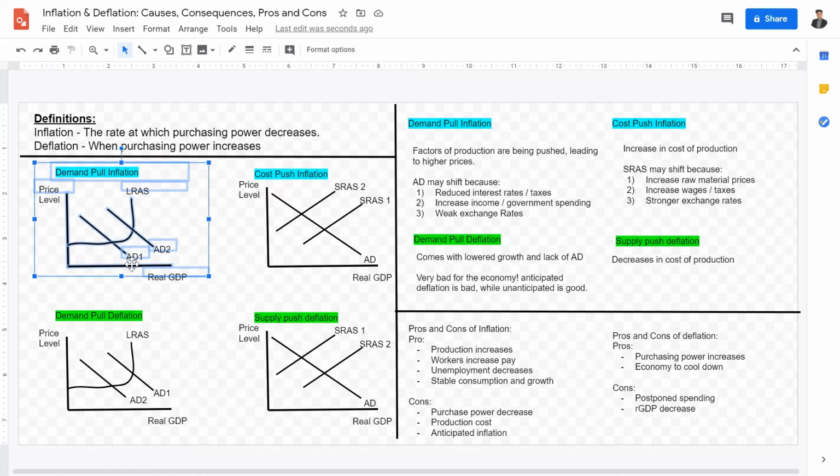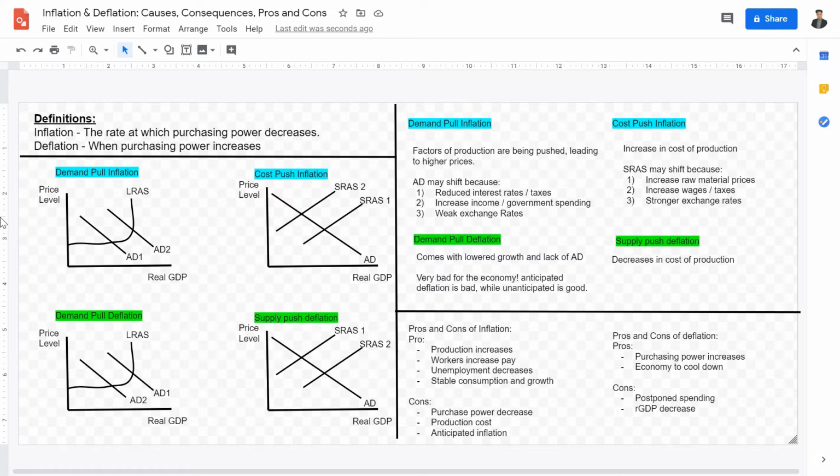Now, remember, aggregate demand could be pushed to the right. When aggregate demand is pushed from AD1 to AD2, factors of production such as land, capital, and machinery are being utilized to higher levels. Therefore, they're being pushed more. When they are being pushed more, it will cause inflation to occur. Now, this is kind of a good type of inflation.